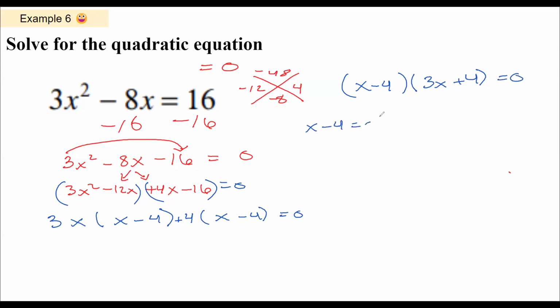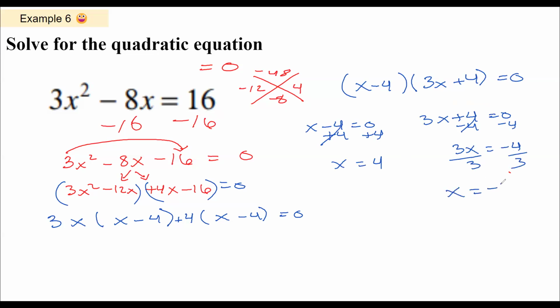x minus 4 equals 0 and 3x plus 4 equals 0. Now, let's solve. This one's a one step: x equals positive 4. This is a two step. Minus 4, minus 4. 3x equals negative 4. Divide by 3, divide by 3. We're left with x equals negative 4 over 3.